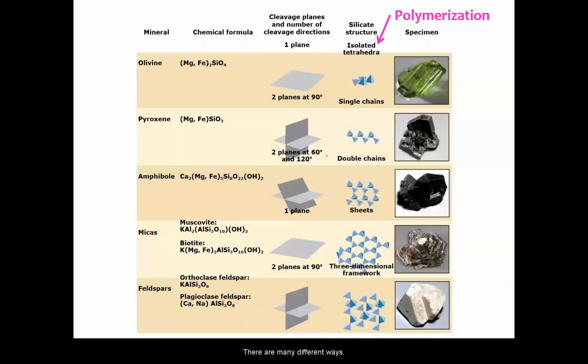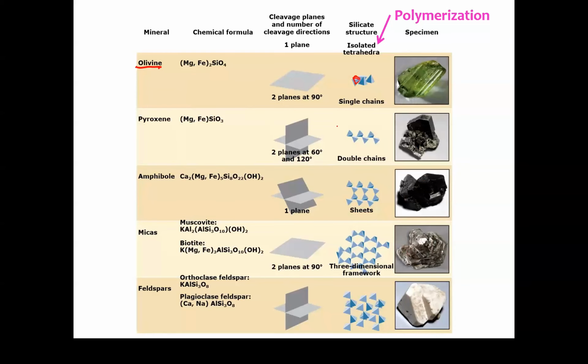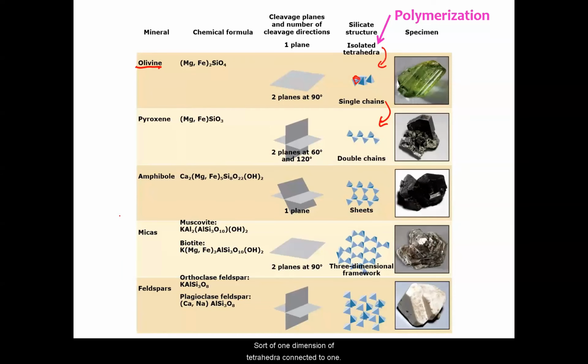There are many different ways that you can end up with polymerization in silicate minerals, and it's going to be important to learn about. So here are some examples. In the mineral olivine, the tetrahedra are not bonded to one another. They're isolated, like that last picture that we looked at, like this structure. In pyroxenes, they're connected into single chains, much like the structure that we drew before. A chain in sort of one dimension of tetrahedra connected to one another.